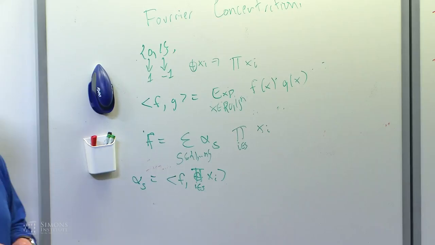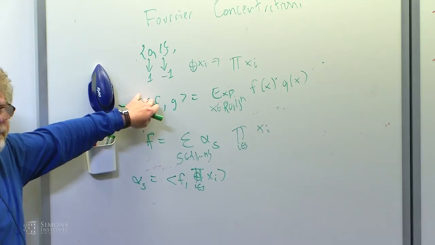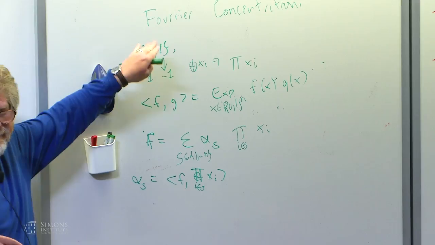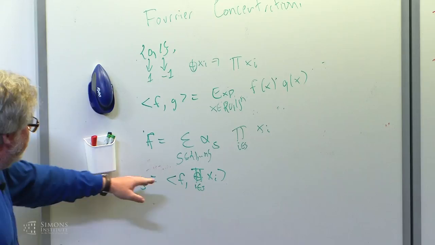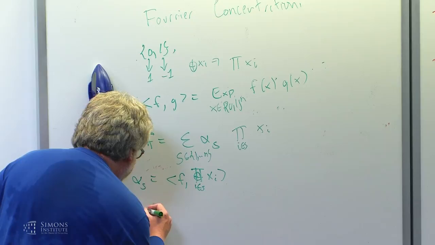Does this make sense? So it's also true, because it's an orthonormal transformation, and because f is now 1 or minus 1, so we're also thinking of f as taking values 1 and minus 1, f's L2 norm is just 1, because f squared is always 1. And that means the same thing is true when you write it in this representation. So the sum of alpha of s squared is just 1.